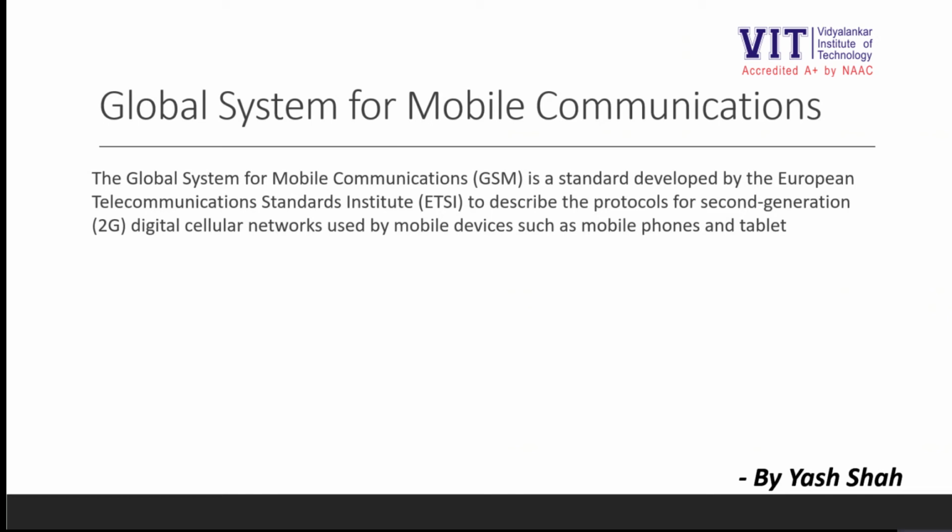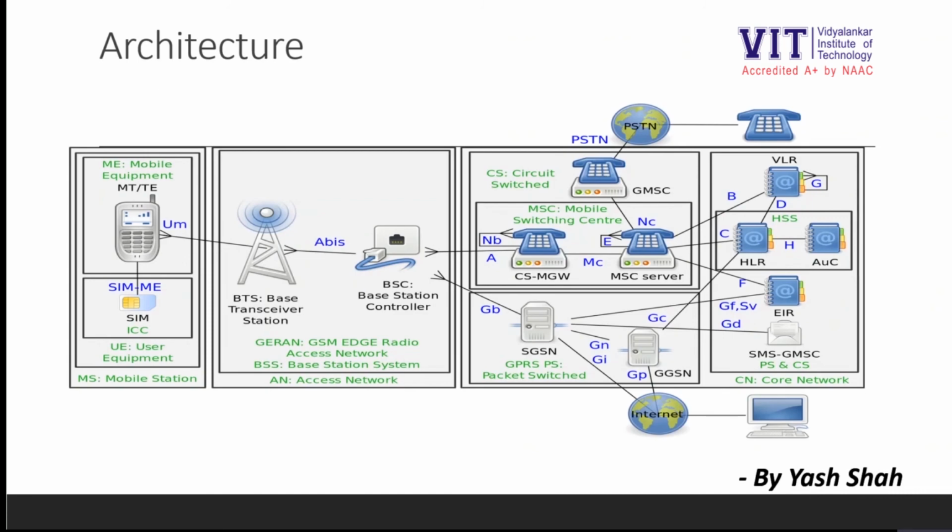Let us quickly go through the architecture. We'll just cover the important and vital stuff from the architecture required for understanding the security in GSM. So this is the architecture of GSM. As you see on the left hand side, the first section that we have is the mobile station. Mobile station has two equipments. The first is mobile equipment and the second is SIM. Mobile equipment consists of a battery, that is a power source, and the main processing power.